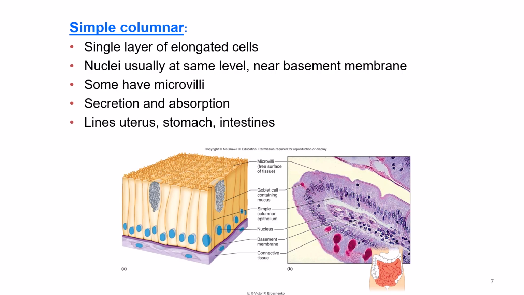Simple columnar. Now this tissue is made up of a single layer of long cells. Here the nuclei are at the bottom parts of the cells. At the top of these cells, there may be these extensions called the microvilli. So these microvilli are important for absorption of nutrients, for example. Know the function is the secretion and absorption. And here this tissue lines the uterus, stomach, and intestines.